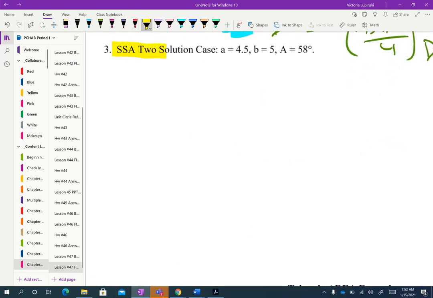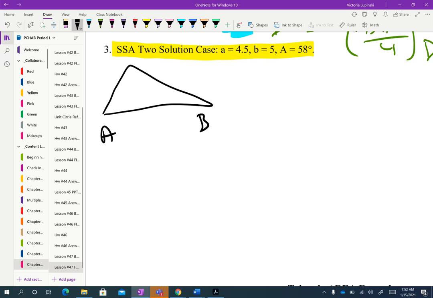So again, here is the original information. You're going to go ahead and start by drawing a triangle. And again, it doesn't matter where you put A, B, and C, and it doesn't really even matter if your problem is necessarily to scale. So angle A is 58, a is 4.5, and b equals 5. Again, the only thing we can solve for when it's side-side angle is one angle. So in this case, we're looking for angle B again.